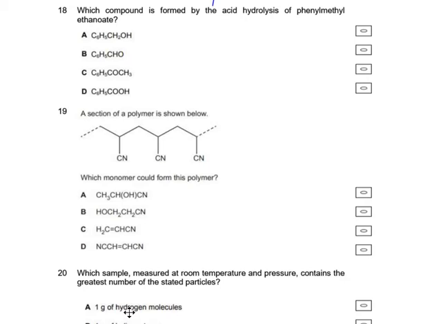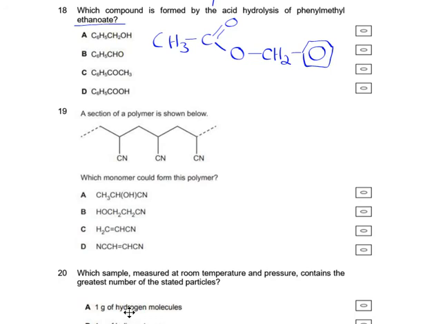Question 18 then, which compounds are formed by the acid hydrolysis of phenyl methyl ethanoate? So figuring out what that is first. In terms of an ethanoate, we're looking at an ester, so we want our ester bond in the middle. Remember, the first part of the name comes from the alcohol bit that attaches to the single bond oxygen. The second part of the name is from the carboxylic acid. So we must have made that from ethanoic acid in terms of the ethanoate bit. And then the alcohol bit is a phenyl methyl.